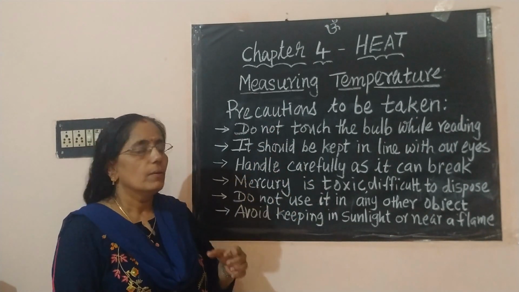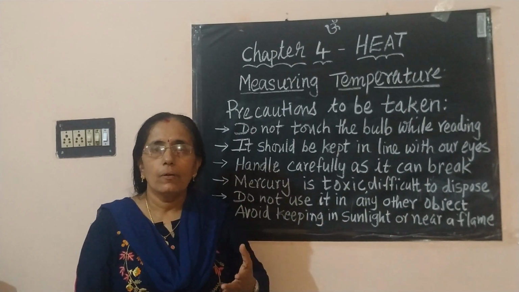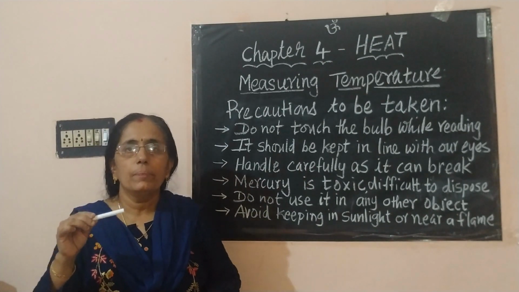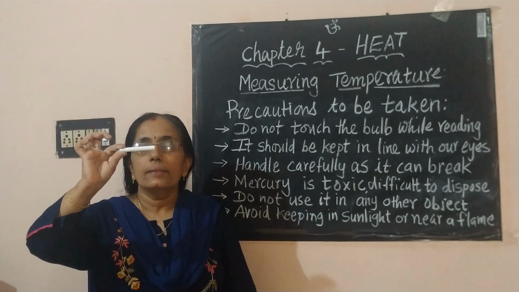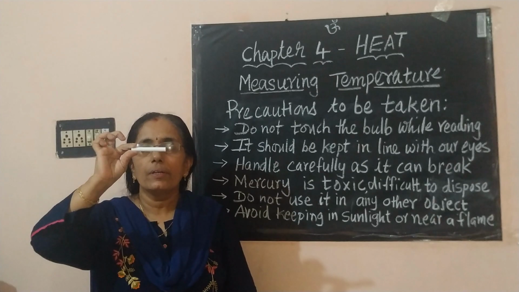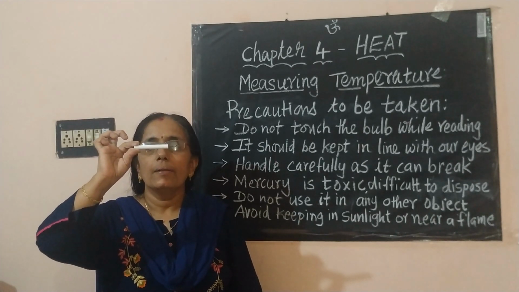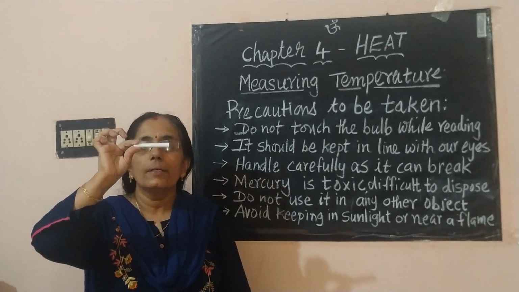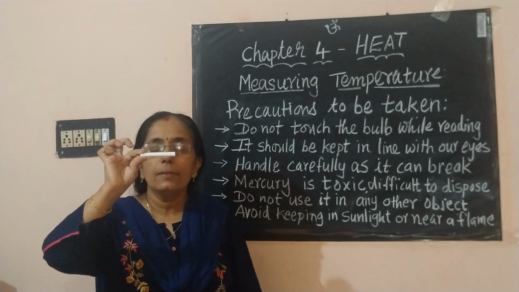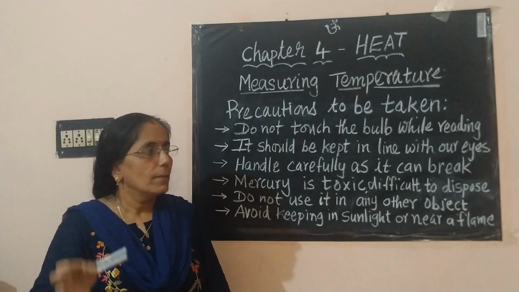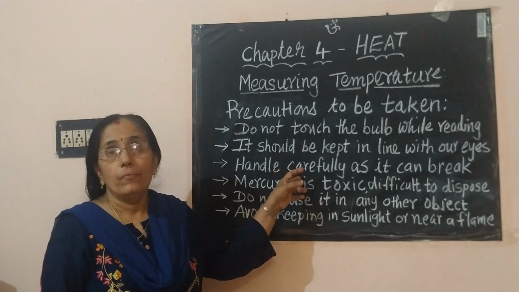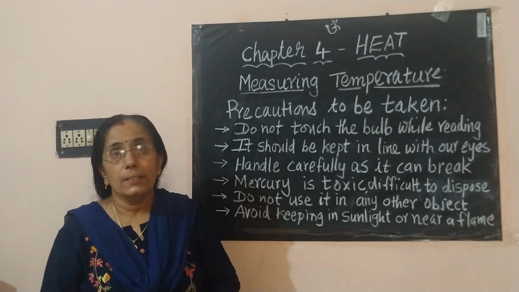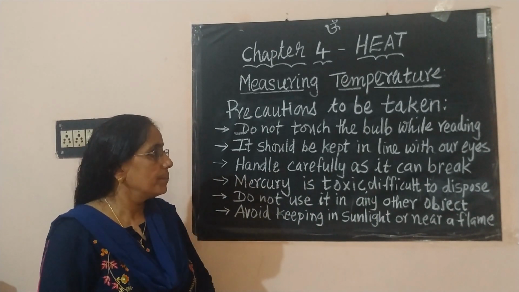First thing, we should not touch the bulb while reading a thermometer. Secondly, always keep the thermometer like this, in line with our eyes, and turn it slightly so that the mercury level in the capillary tube can be seen clearly. Third, we should always handle a thermometer very carefully as it can break.